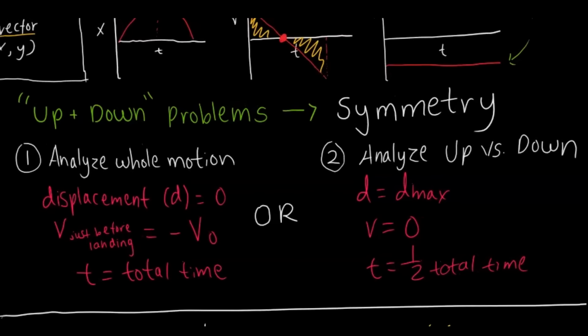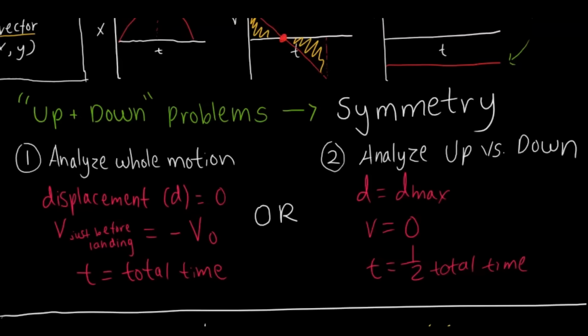All right, so the other thing regarding free fall is up and down problems. And so we already talked about that symmetry that you're going to see. But there are two strategies you want to use when analyzing these problems. You can either analyze the whole motion, in which the displacement would be 0 because it came back down. The velocity just before landing is the negative of that initial velocity. And then the time is just the total time it took for the entire motion.